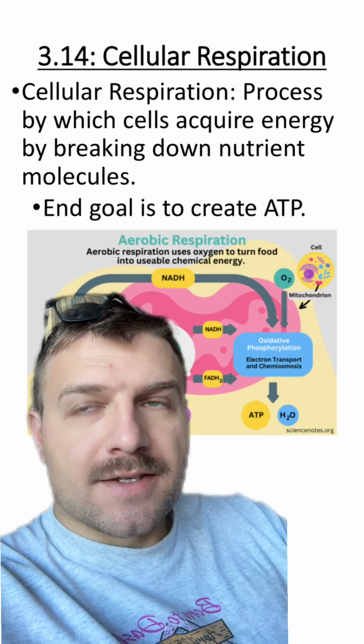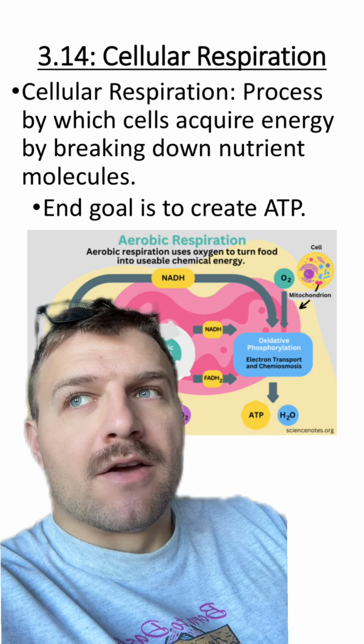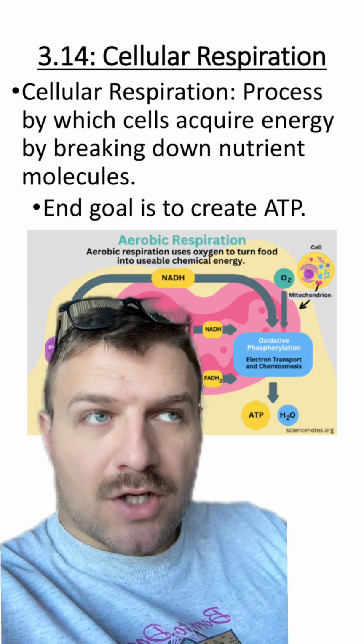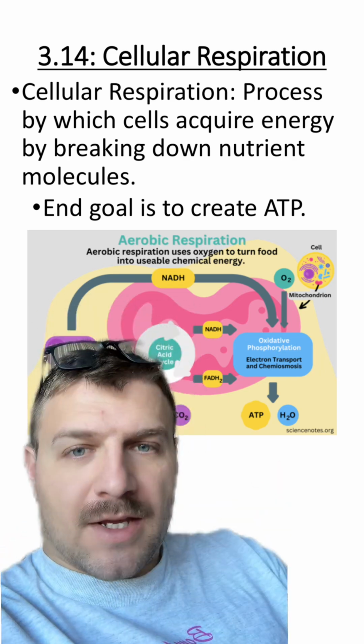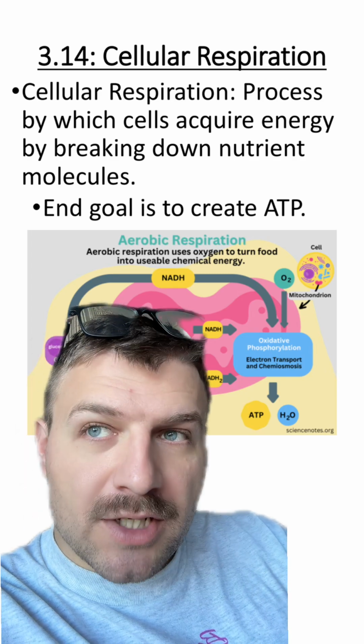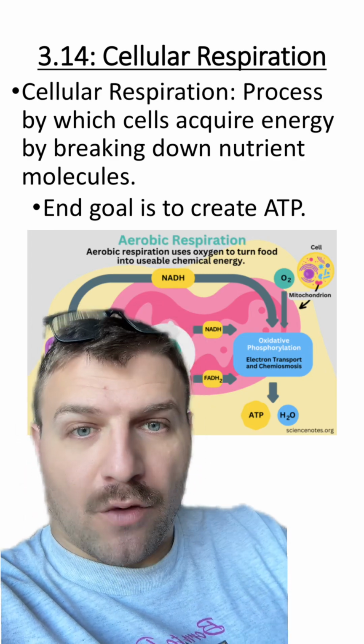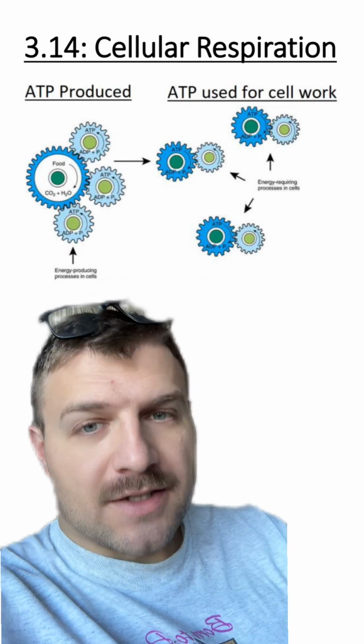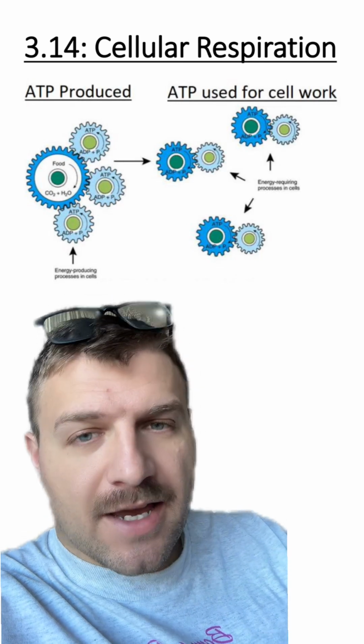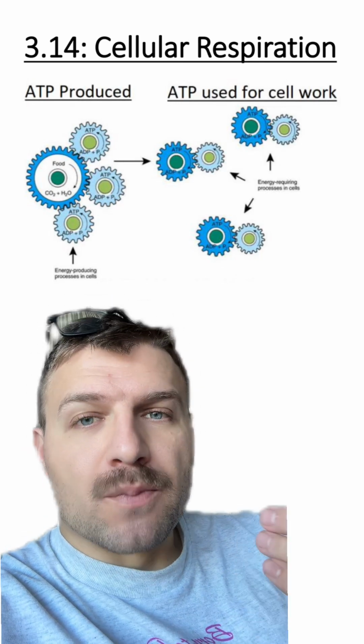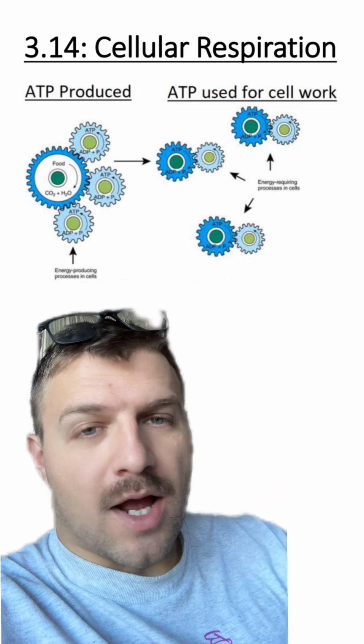Now, the whole process behind breaking down food molecules, specifically sugars, is called cellular respiration. And the end goal here is to create ATP, or energy for the cell. Remember from the previous sections that ATP is a high energy molecule that's going to power our cellular processes.